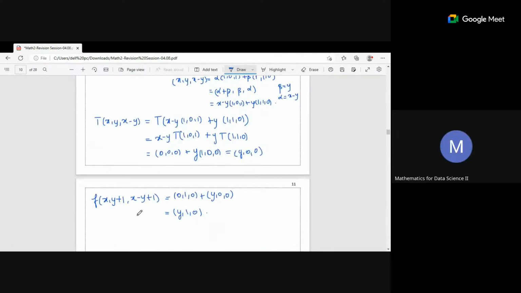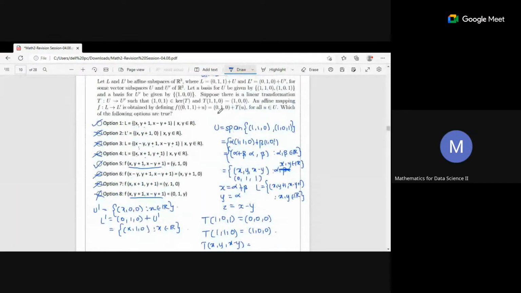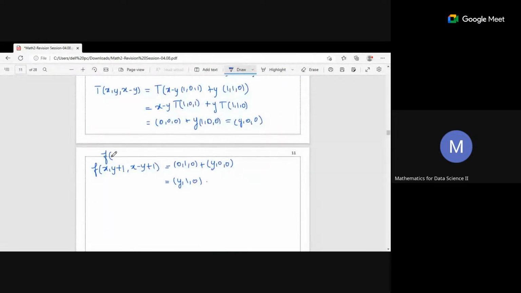So what is it that we have done here? Here they have written this as f of (0, 1, 1) + u. What is the u we have considered? This is the u we have considered, this is your u, right? And your (0, 1, 1) + u I have written here as (x, y+1, x minus y+1). Okay. And this they have defined as (0, 1, 0) plus T of u. And T of u we have found as (y, 0, 0). And so we have obtained it as (y, 1, 0). Is it fine for everyone?